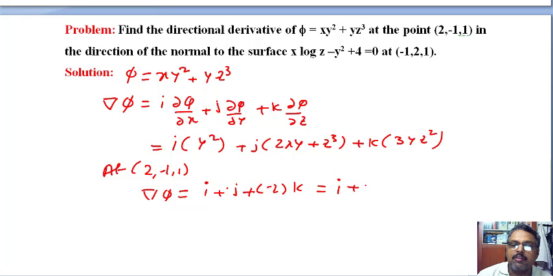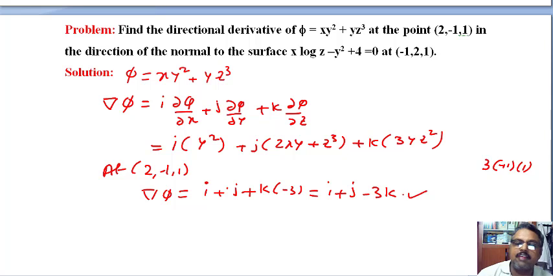Minus 4 plus 1 is minus 3, sorry, not minus 2. Plus k into 3 into y z square, here 3 into minus 1 into 1, that is minus 3. Now this is i plus j minus 3k. Okay, this is del phi.